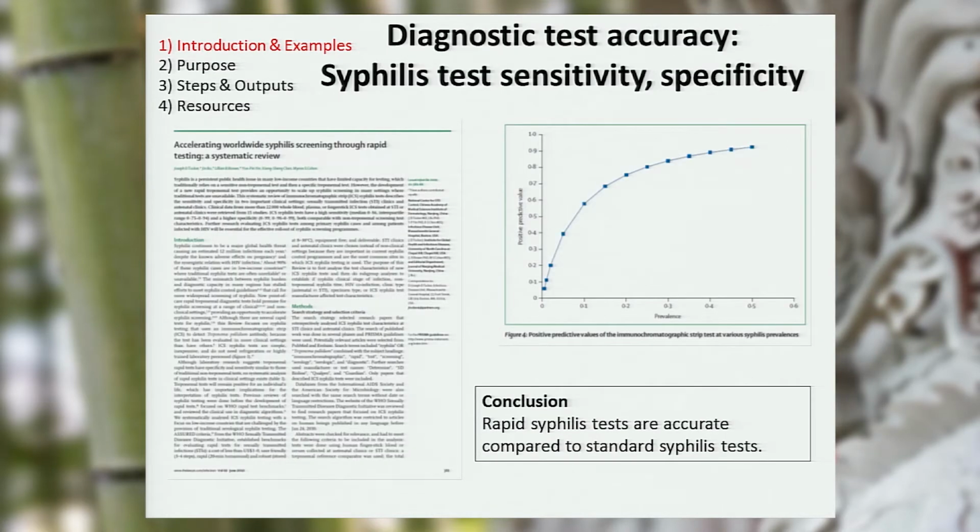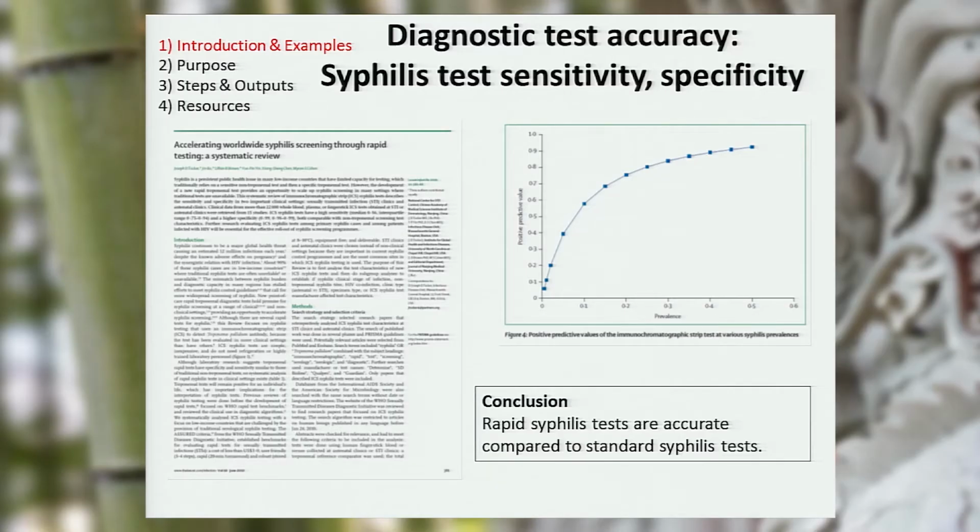This is another example looking at diagnostic tests. So here we compared the sensitivity and specificity of a rapid syphilis test compared to a laboratory-based syphilis test. And it's a slightly different purpose. We're interested in positive predictive value. So this is one of our summary slides from this systematic review, looking at positive predictive value at different prevalence of syphilis.